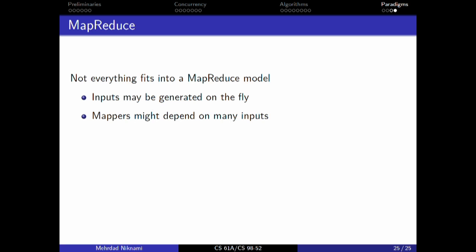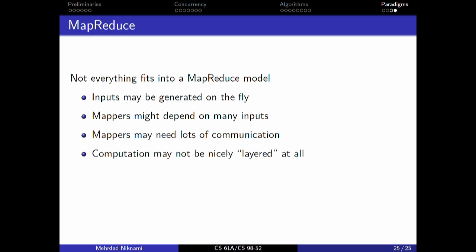So as I said, not everything fits into that pattern. Some inputs might be generated. You might not know all the inputs in the beginning. Mappers might need to run on multiple inputs instead of one thing. There may need to be a lot of communication between threads, so that wouldn't fit into this pattern. Computation may not even be in a MapReduce layer at all. It might be something else. There's a lot of work been done on this, but it's still an open research problem.